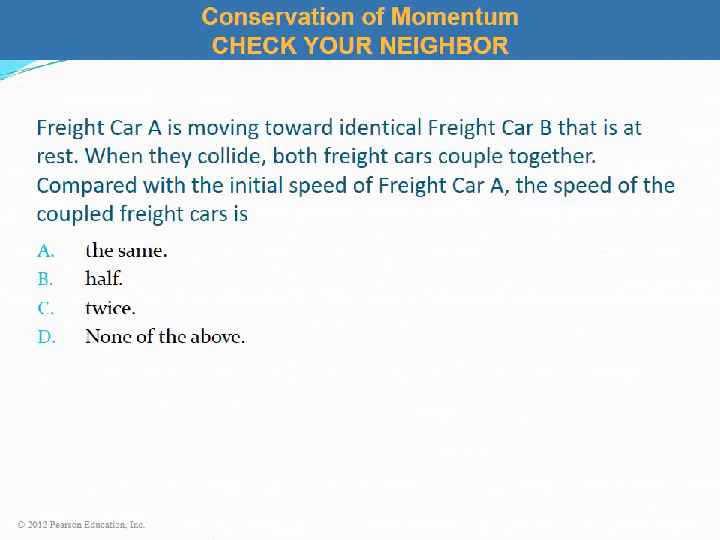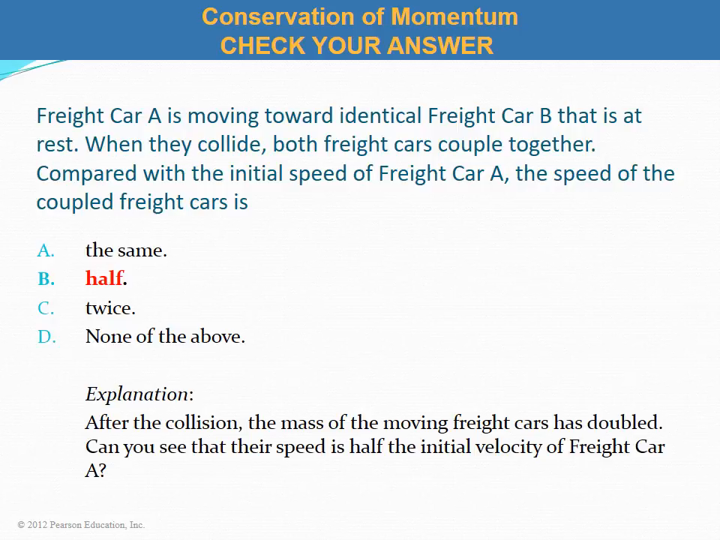Freight car A is moving toward identical freight car B that is at rest. When they collide, both freight cars couple together. Compared with the initial speed of freight car A, the speed of the coupled freight cars is: A, the same; B, half; C, twice; or D, none of the above. Answer is B, half. After the collision, the mass of the moving freight cars has doubled. Can you see that their speed is half the initial velocity of freight car A?